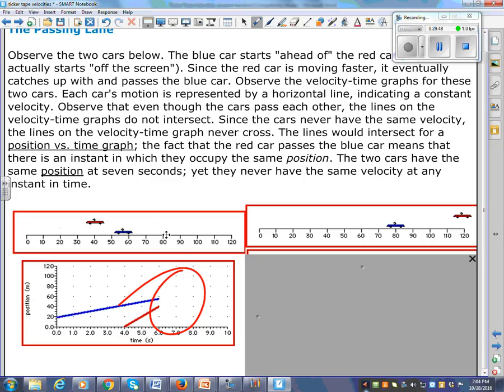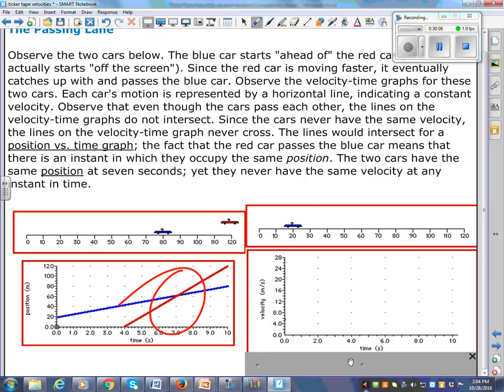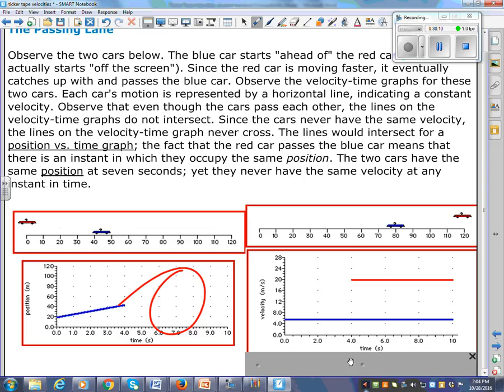Okay, so what do they look like? 2 flat lines. On top of one another, or how are they arranged? The red one is higher. Adam, we're almost done. Hang with me here, man. Why is the red one higher? Going faster. Why does the red one not start until here? It doesn't appear until 4 seconds has elapsed, right?